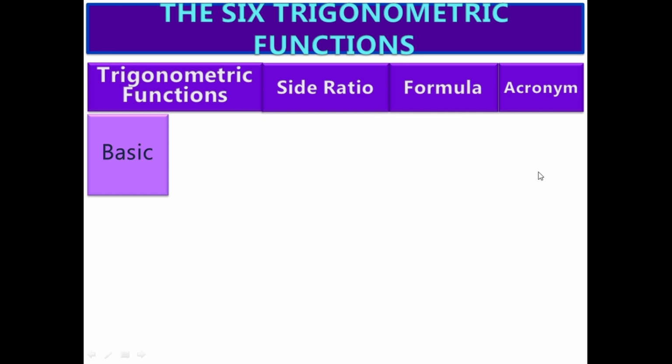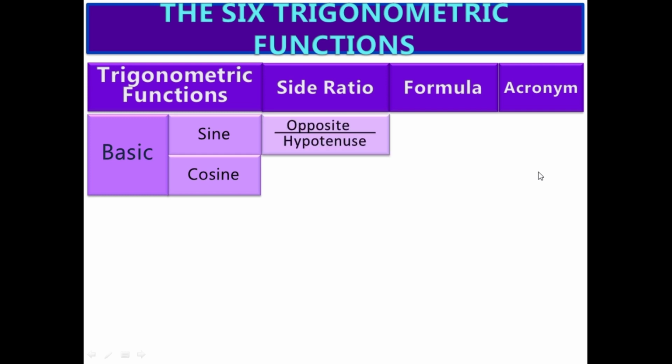The 2 basic trigonometric functions are the sine and cosine. So the side ratio for sine is opposite over hypotenuse. And the formula will be sine theta is equal to opposite divided by hypotenuse. To easily remember this, you can get the first letter of sine of the function, then O, H, so the acronym is SOH. The second basic trigonometric function is the cosine.